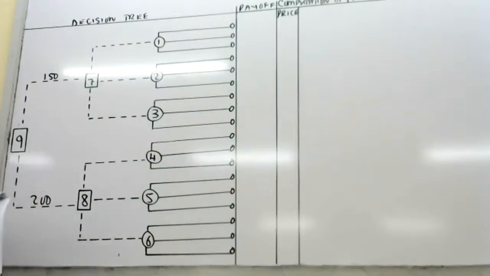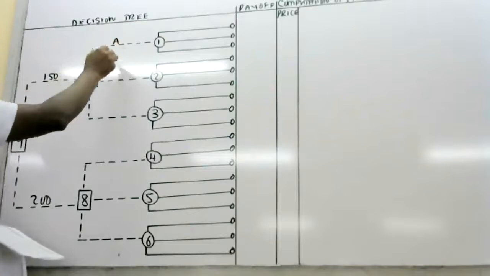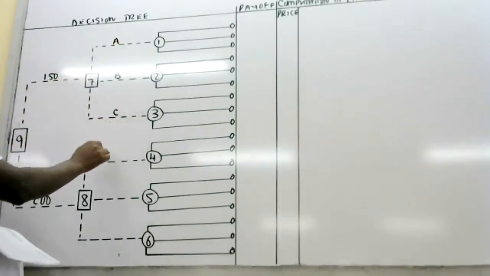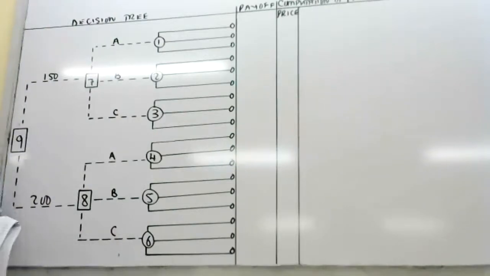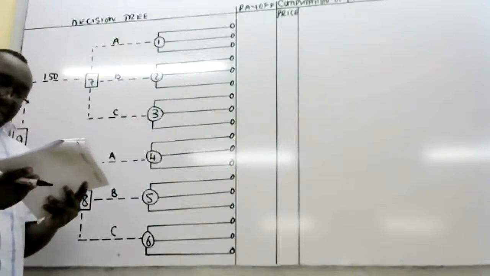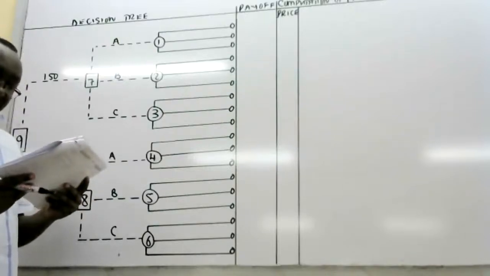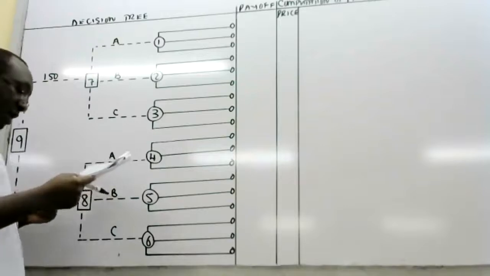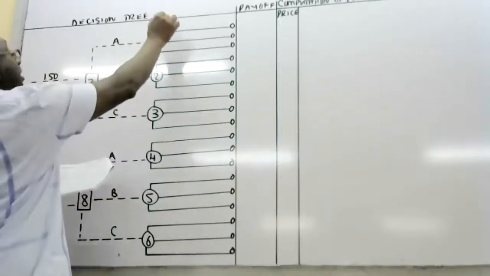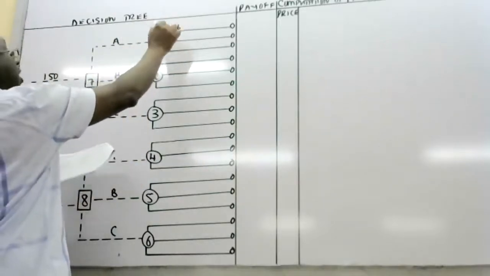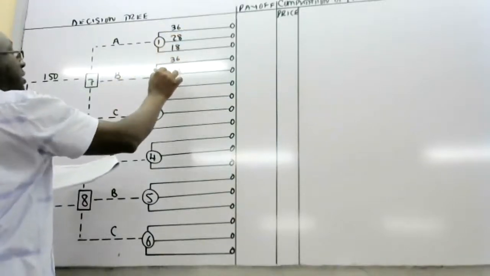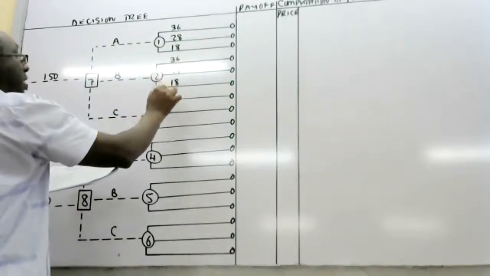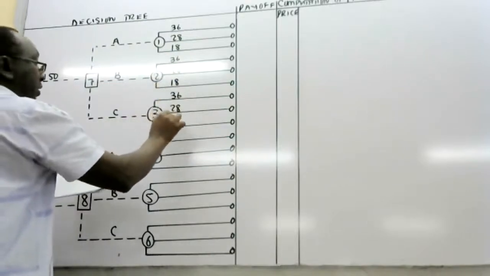Then we have three purchase options. There is option A, option B, and option C. Then we have the units. Now these units, I want us to have them in thousands. So when we are in the price of 150, the units are 36, 28, and 18.